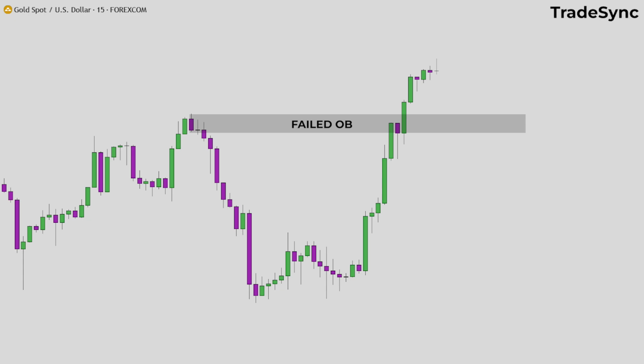When price breaks through a supply zone and comes back to it later, that same area can now act as demand. And when this happens, we call it a breaker block. It's basically a failed order block that flips its role. What was once supply becomes demand, or the other way around. This flip often creates a strong reaction area where traders expect price to bounce or reverse.